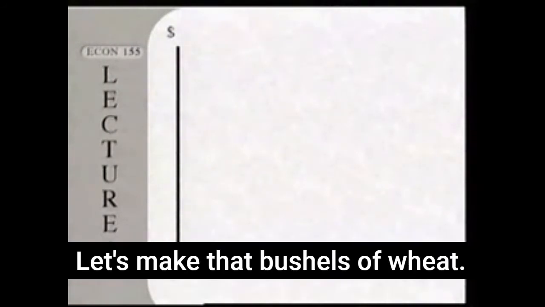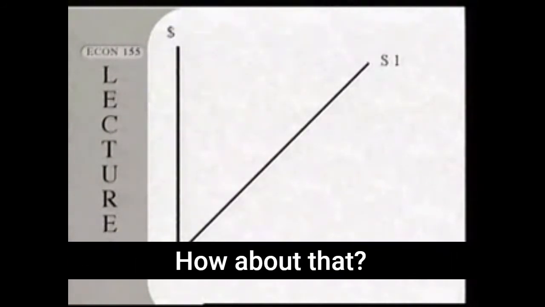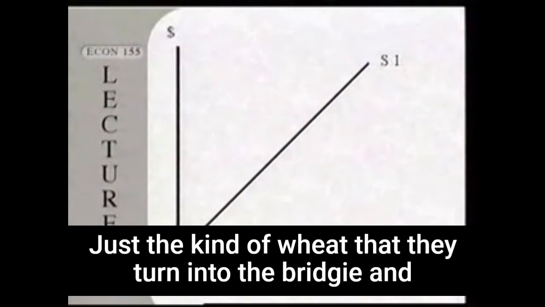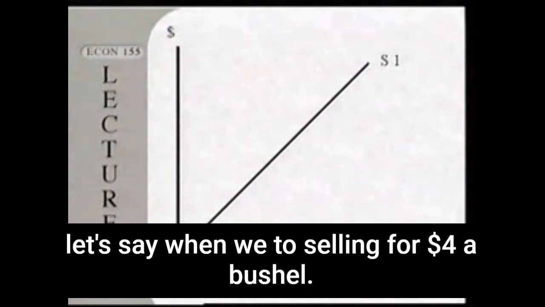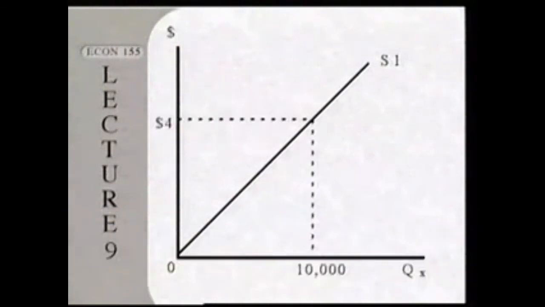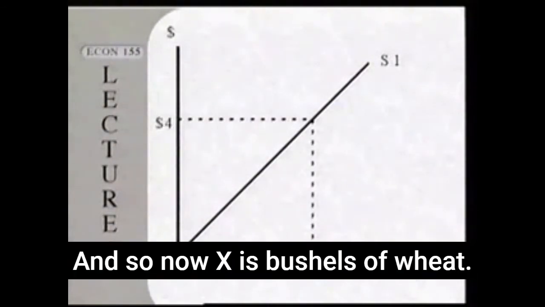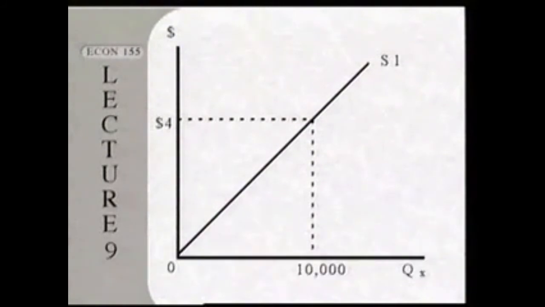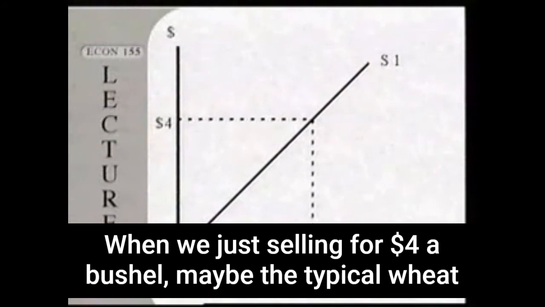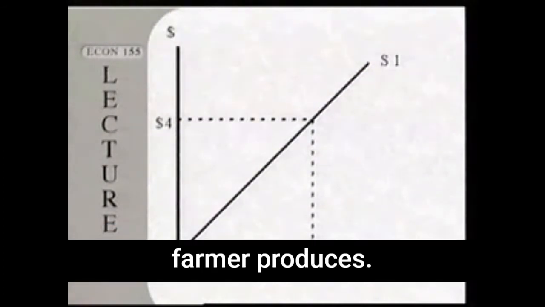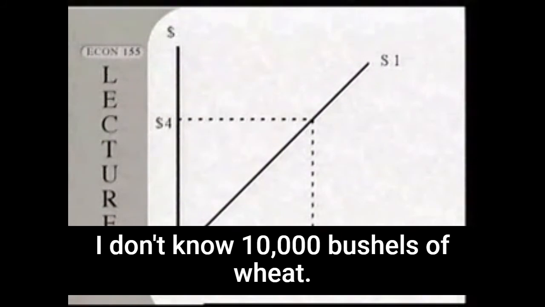Let's say that X in this case is bushels of wheat. How about that? Just the kind of wheat that they turn into the bread you eat. Let's say when wheat is selling for $4 a bushel, maybe the typical wheat farmer produces, I don't know, 10,000 bushels of wheat.